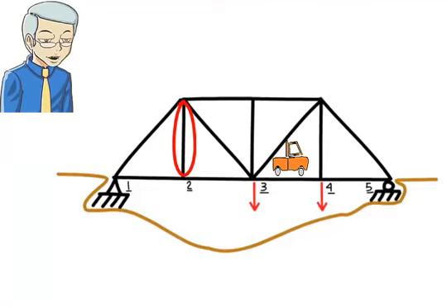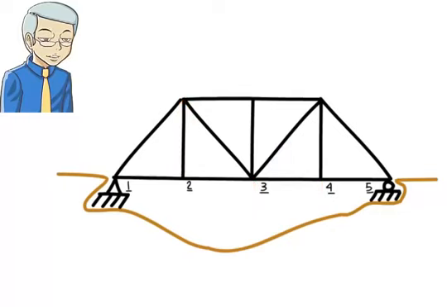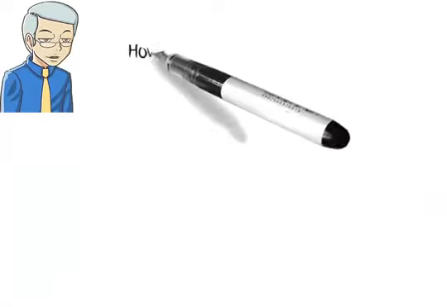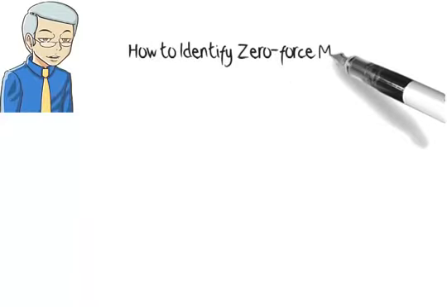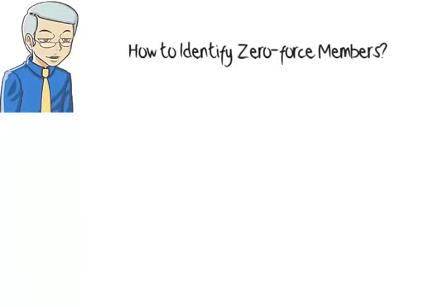The ability to identify zero-force members in trusses is important for two reasons. 1. It speeds up the overall analysis of the truss. 2. It helps developing a better understanding of how internal forces are distributed in a structure. How do we identify zero-force members in a truss? There are 3 basic rules for identifying zero-force members without resorting to any calculations.